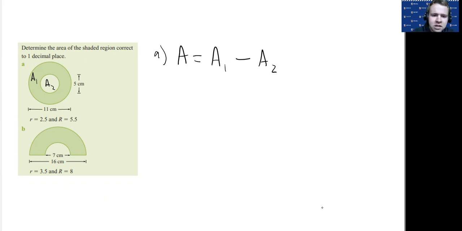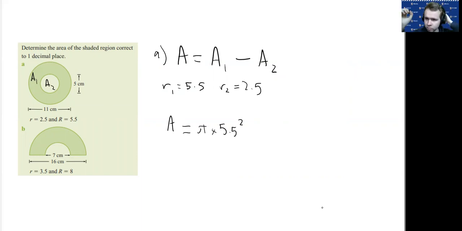Now we're going to have two radii. The radius for this first one is 5.5, so we'll call that radius 1. And for radius 2, that one's 2.5. You can see they've already written the radius there for you, which makes it a bit easier. So the area for A1 is pi times radius 1, which is 5.5 squared, the area of a circle, and then minus pi times the second radius, 2.5, squared.